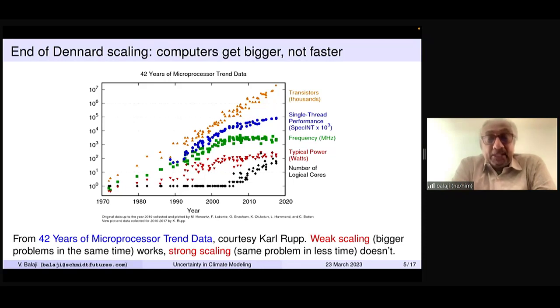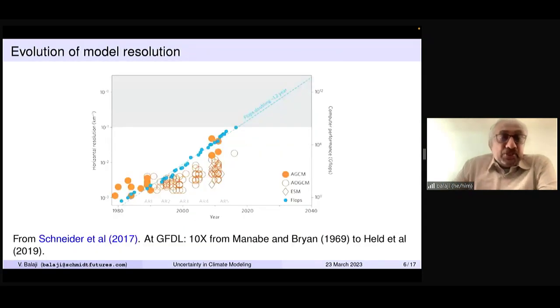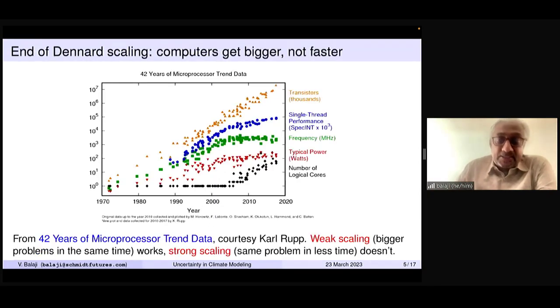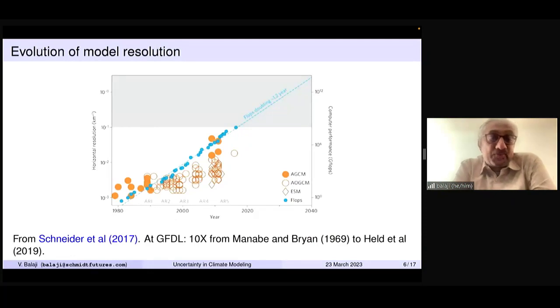That is, if you wait another 5 years, the problem that you're solving today, at that resolution with that many variables, will not run any faster. It'll run at the same speed. And this has been shown. This is from one of Tapio's papers. It shows the same kind of leveling off that you see in the green curve. Resolutions of the models haven't really kept pace with what you might assume if you're following Moore's law, which is the blue curve, where they might go.